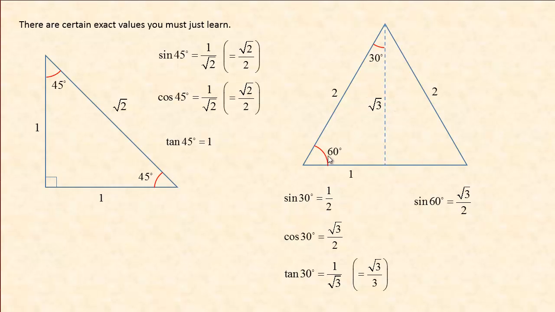Sine 60 is opposite over hypotenuse, root 3 over 2. Cos 60 is adjacent over hypotenuse, so that's a half. And tan 60 is root 3 over 1, which is just root 3.